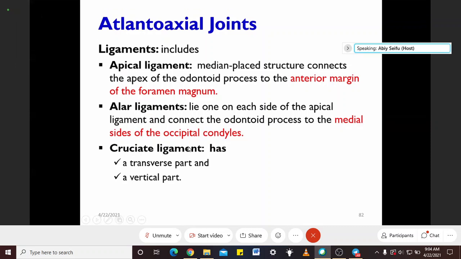The apical ligament, as the name indicates, extends from the apex of the odontoid process to the margins of the foramen magnum. Whereas the alar ligament is somewhat lateral to the apical ligament, and connects to the occipital condyles. The cruciate ligament, cruciate meaning crisscrossing, has a transverse and a vertical part.